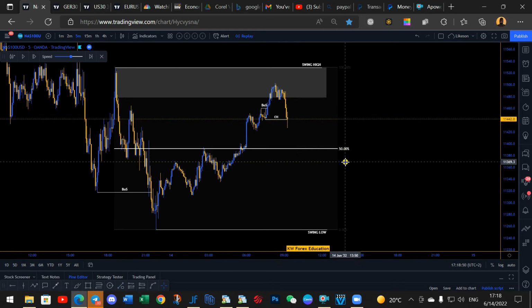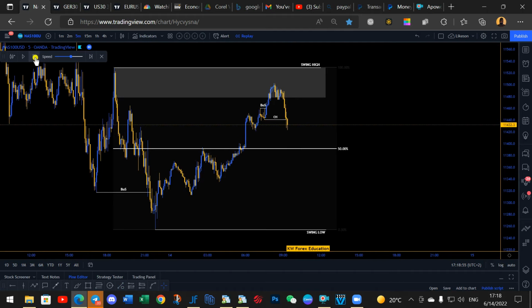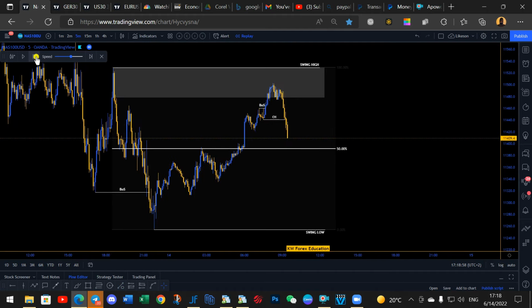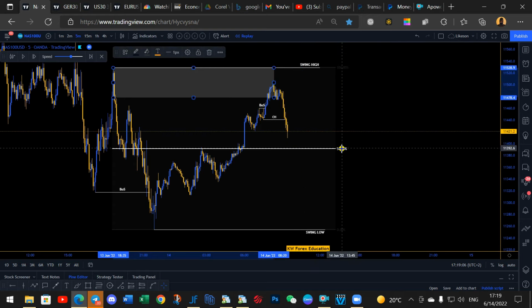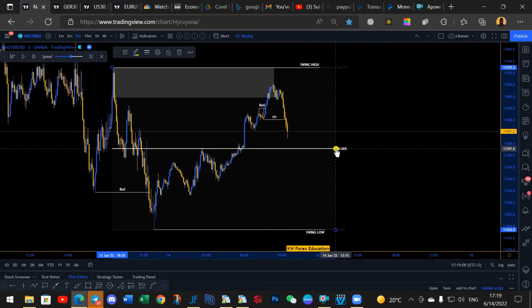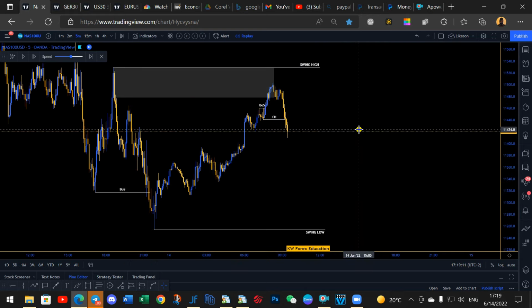change of character, right? So at the moment we can see that, okay, there is indication that price is going to reverse. So I'll just reduce this, and then I can just remove that. Yeah.